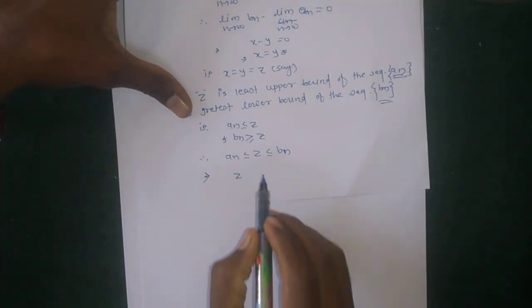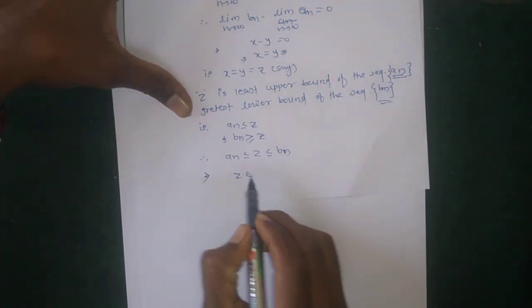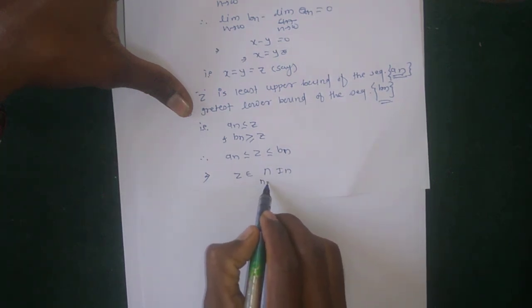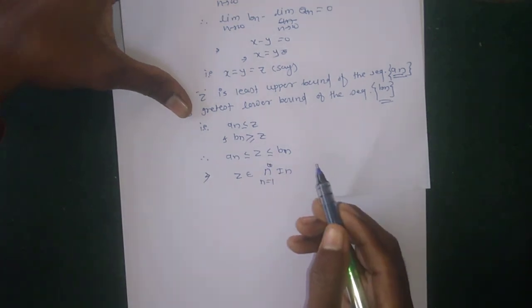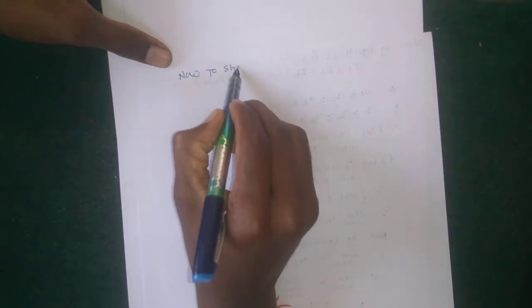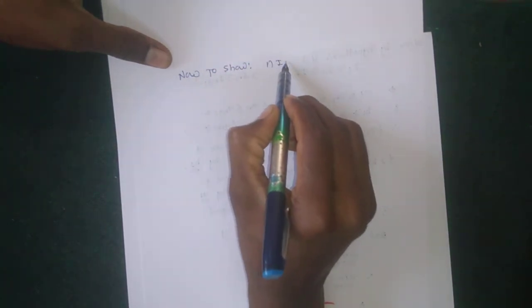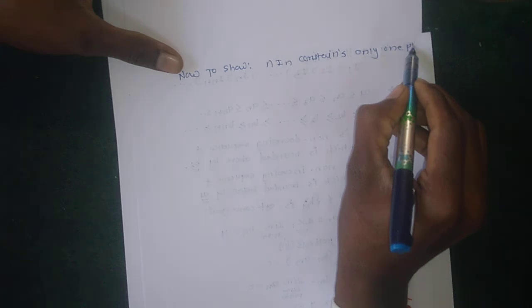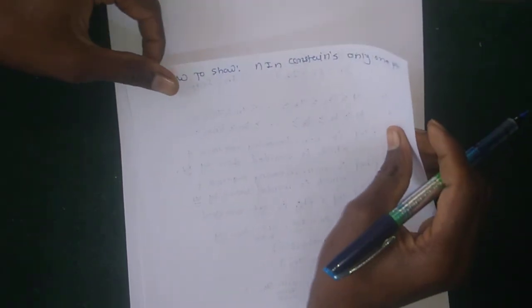Therefore Z must belong to the intersection of the intervals In, where n runs from 1 to infinity. Now this is one part. Then now to show: the intersection of In contains precisely one point, or contains only one point.